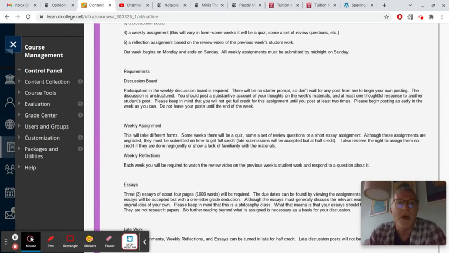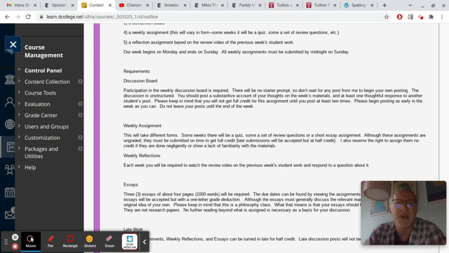First, the discussion board. Participation in the weekly discussion board is required. Every time we have a discussion board posted, it's worth 1 point. But it's not a graded assignment in the usual sense. As long as you follow directions here and post and say something substantive, then you'll get the full credit. There will be no starter prompt, so don't wait for any post from me to begin your own posting. I don't find it particularly helpful for a teacher to start the thing. It's an open discussion, so you don't need a prompt.